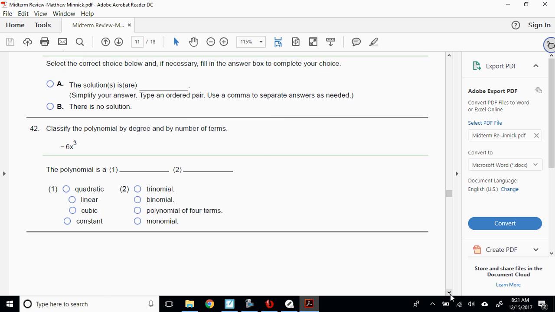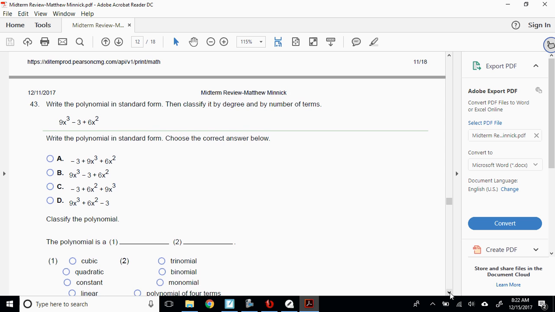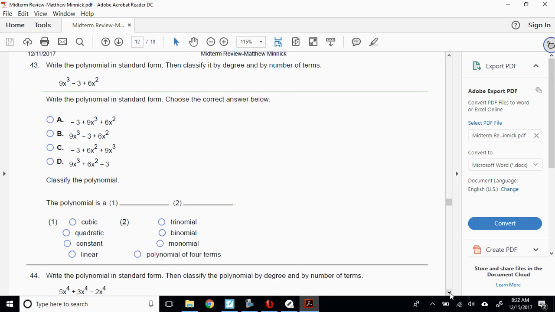43, you got to put the thing in standard form. In standard form, the 9x cubed has to go first, and then the 6x squared has to go next. So the right answer for the first part of 43 is D. And then when we classify this, this is a cubic trinomial.